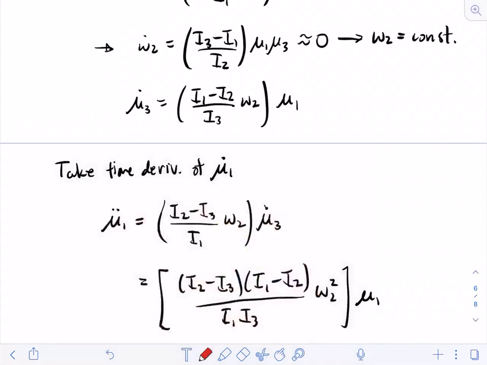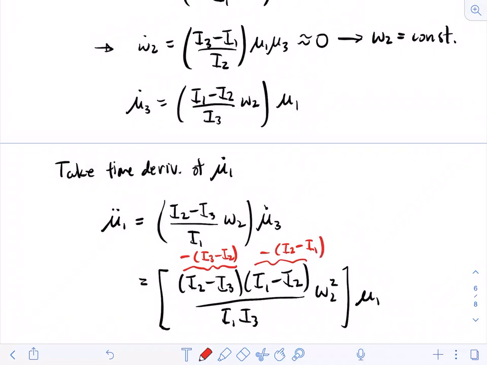which is negative, and so we might say, look, I want to define what I think is going to be a positive squared quantity for some kind of frequency that we want to define. So I2 minus I3 is negative, so let's write that as minus I3 minus I2. And then we look over here and we say I1 minus I2, well, that's also negative. And so let's write this as minus I2 minus I1.